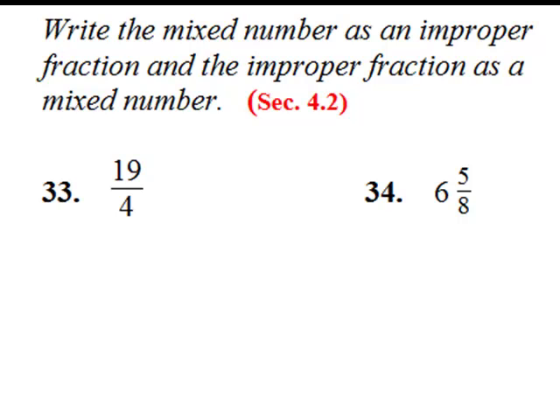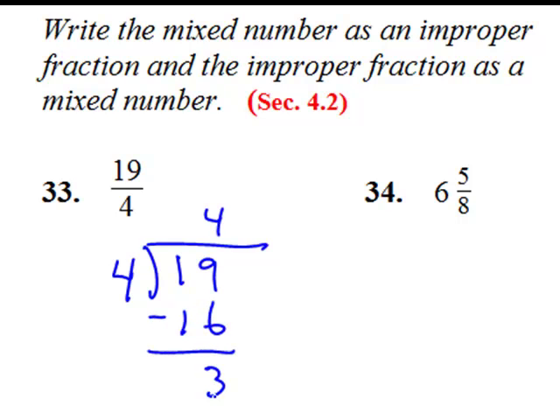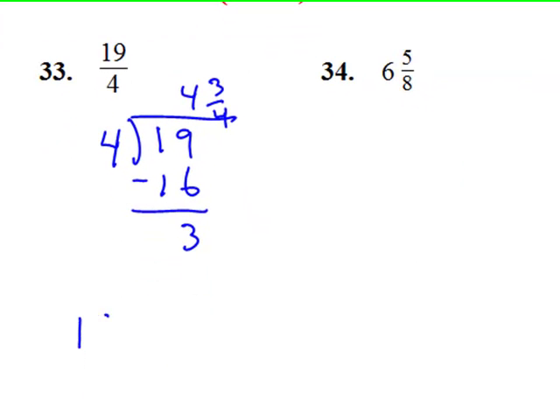So number 33 is the improper fraction, and we will write it as a mixed number. And basically that comes from division. 19 divided by 4. 4 into 19 goes 4 times. 4 times 4 is 16. When we subtract, we get 3. That's a remainder, but how we're going to use that remainder is to say that 19/4 is equivalent to 4 and 3/4.